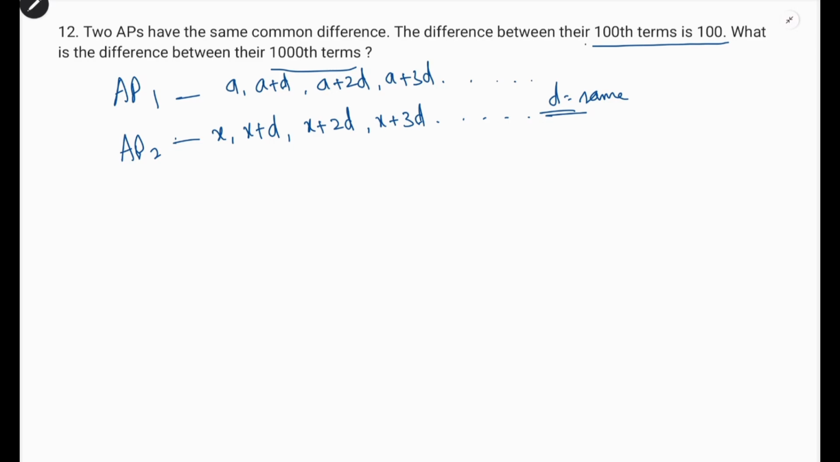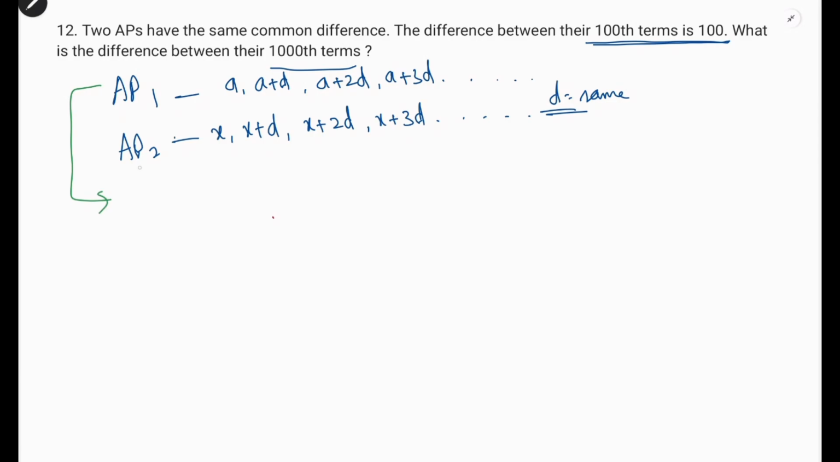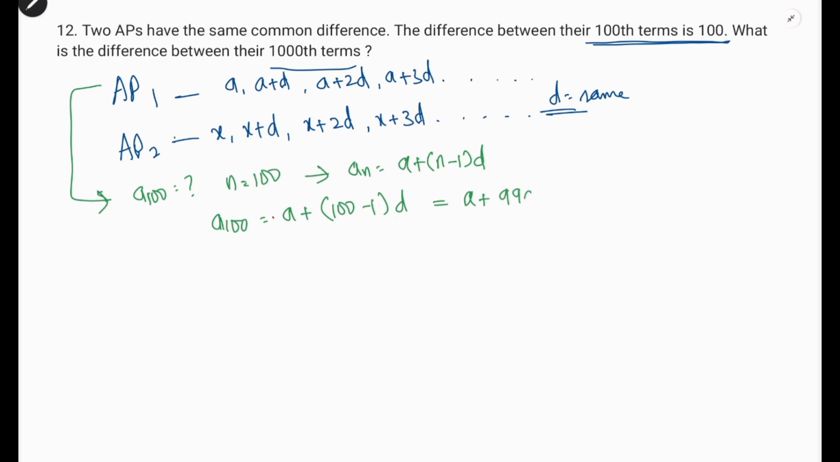So it is told the difference between the 100th terms. In the first AP, what is the 100th term? A100, here n is 100, so we will substitute in the equation an is equal to a plus n minus 1 into d. We get A100 is equal to first term plus 100 minus 1 into d. It is a plus 99d.